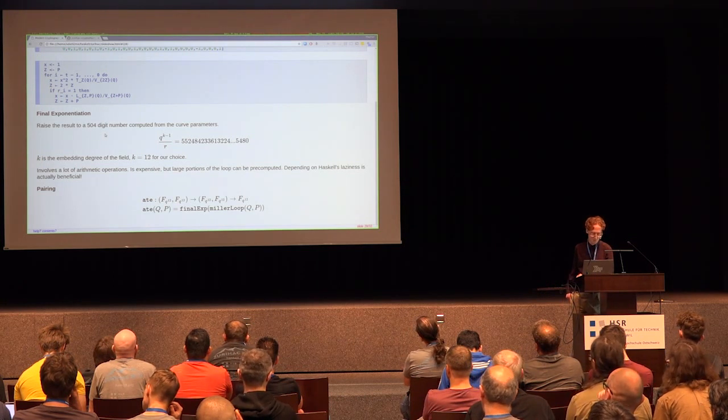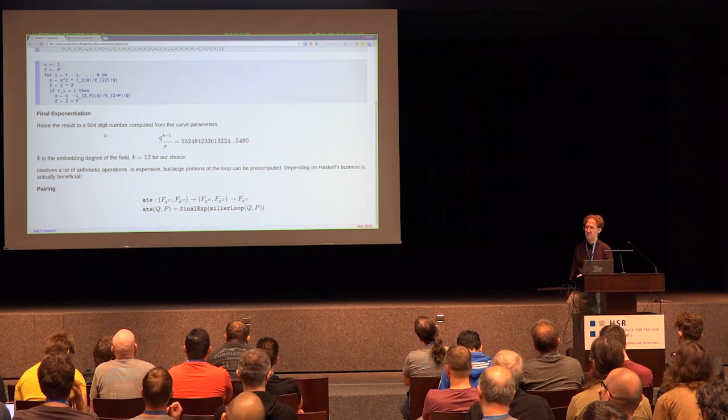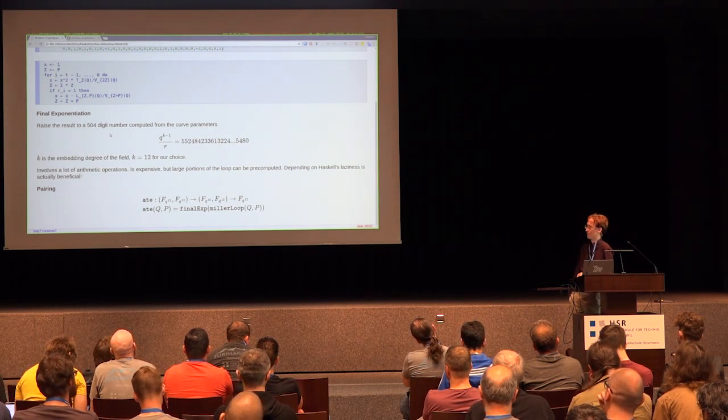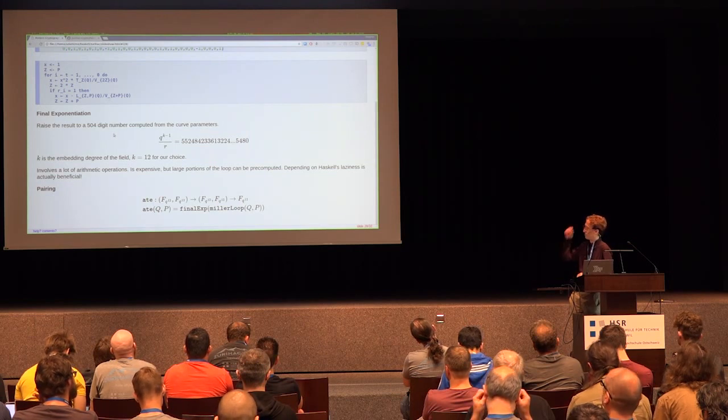So it actually turns out that when you're doing this Miller loop computation, there are a lot of computations that you can throw out or that are not actually necessary to perform.